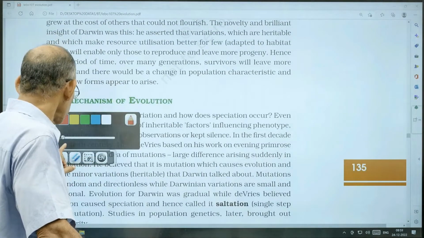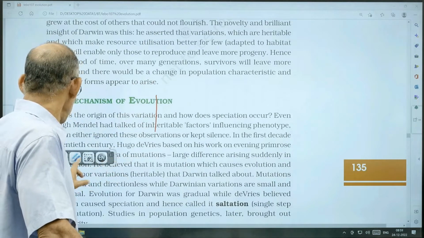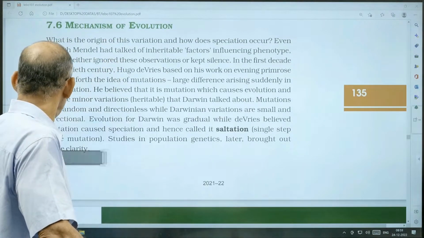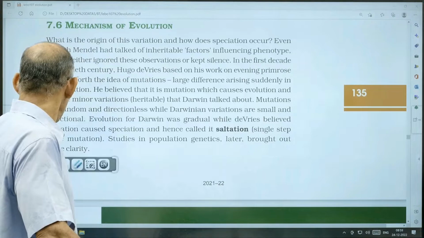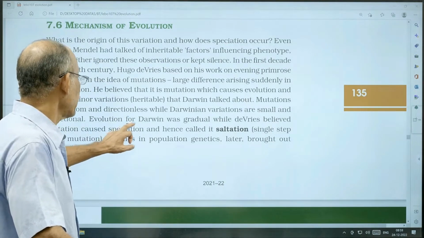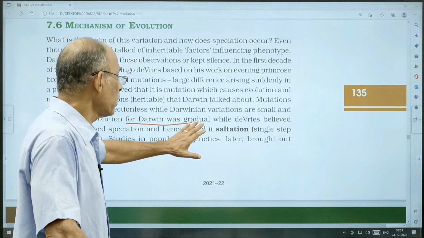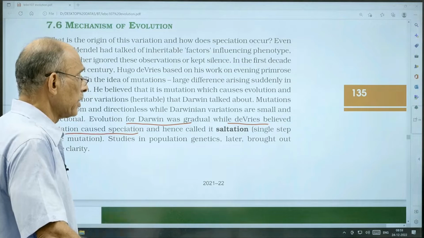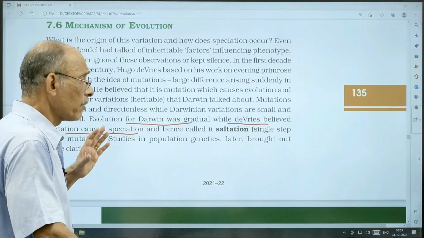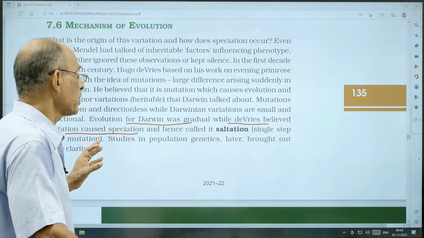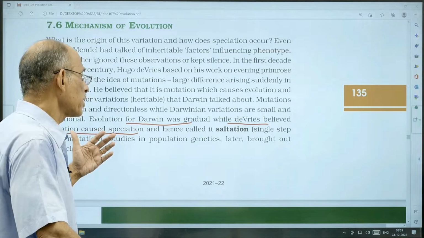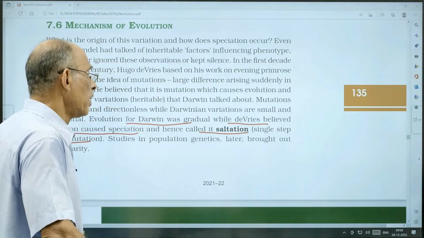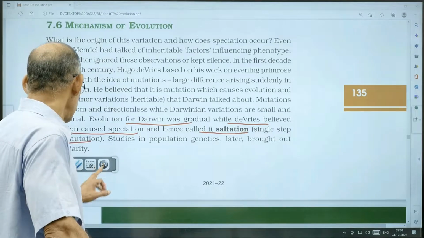Now, regarding this mechanism of evolution, according to Darwin, this evolutionary theory was gradual, while De Vries said mutation caused speciation. That is two different ideas. Darwin's idea of evolution was gradual changes, while De Vries' idea was that it is caused by mutation, sudden changes, that is saltation, single step large mutations. Okay, so these are the two extreme ideas.